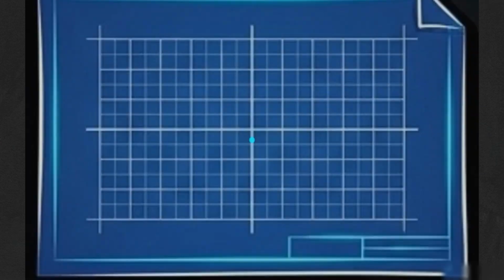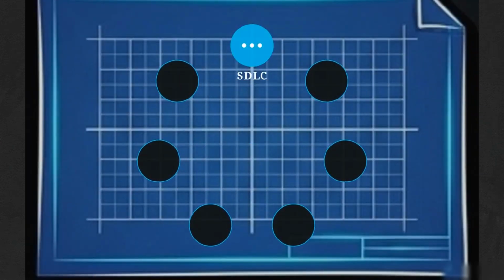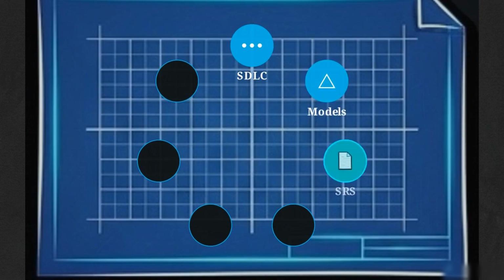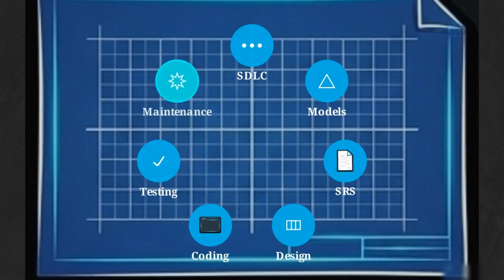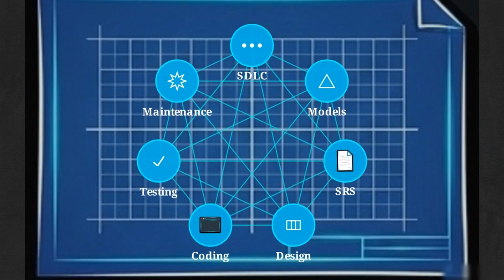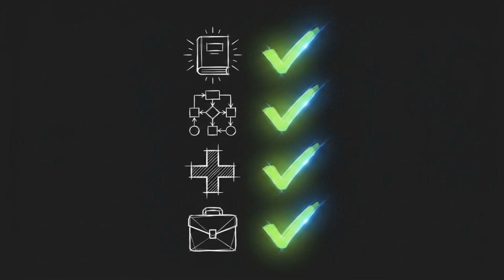This expanding web connects everything we've covered. It links the SDLC roadmap, the 4 models, the SRS document, design principles, coding, testing, and maintenance into one complete architectural blueprint of Unit 1. Here is your exam checklist. Memorize the 10 golden formulas. For long answers, always include a precise definition, a neat diagram, clear advantages, and real-world applications.